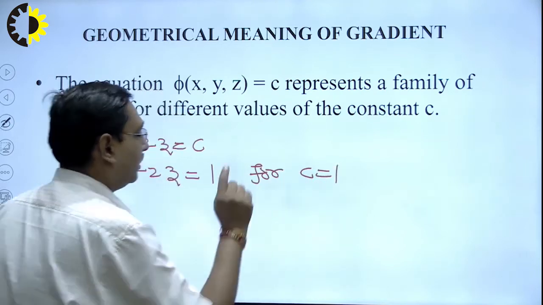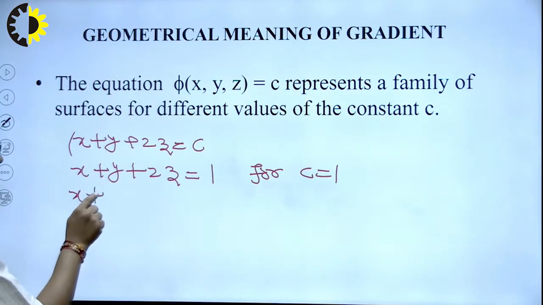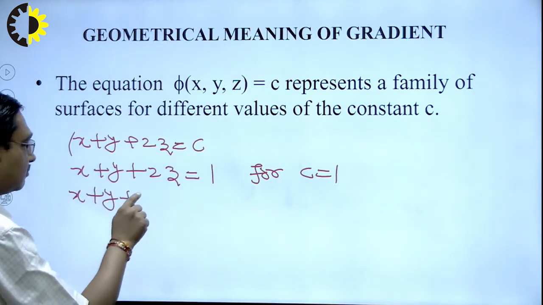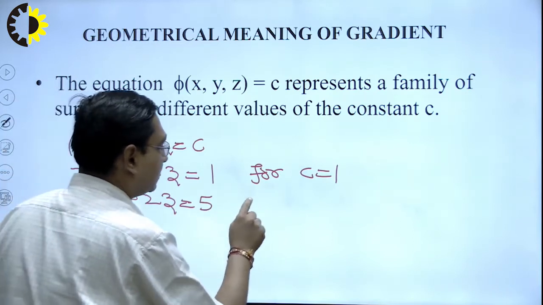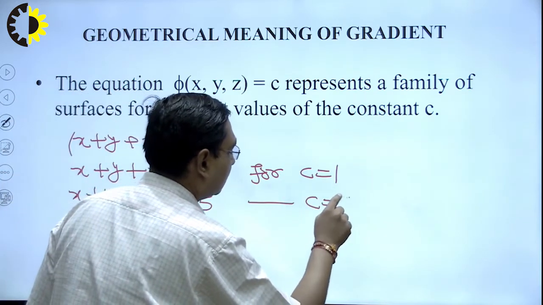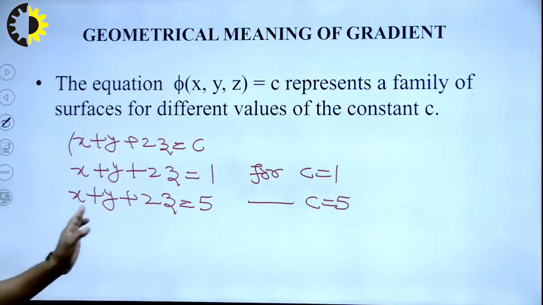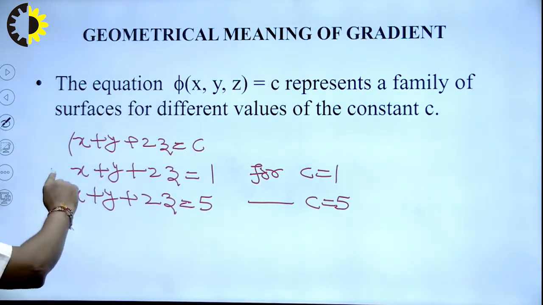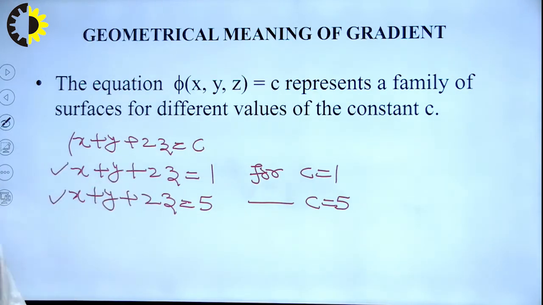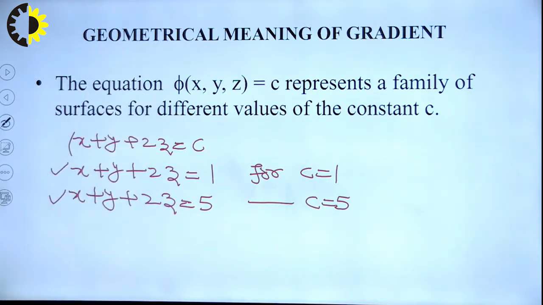for c equal to 1. If I take c equal to 5, I will obtain this, for c equals 5. If I give some other value to c, then I will get a different equation. Each of these equations for different values of c represents a plane in space.